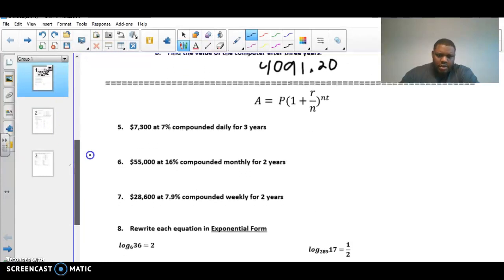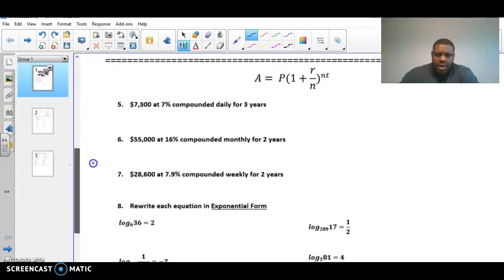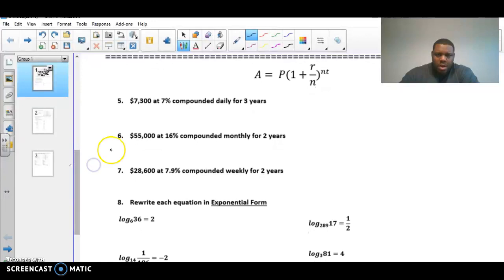Let's shift gears here and let's look at the compounded formula. And guys, make sure you practice putting these into your calculator. We don't want to run into errors where we're not putting this in right and getting the wrong values. So you need to practice entering these into your calculator.